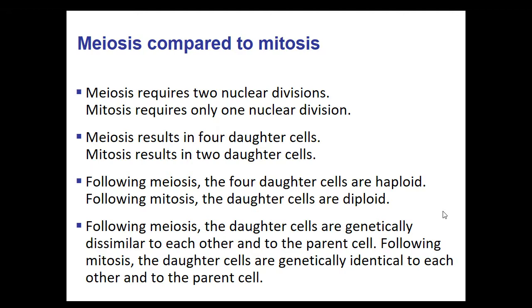Okay, so here's a list of differences between meiosis and mitosis. Meiosis has 2 divisions. Mitosis was just 1. Nuclear division means division of the nucleus and the chromosomes. Meiosis produces 4 daughter cells. Mitosis produces only 2 daughter cells, but in the case of females, there's only 1 daughter cell from meiosis to make eggs. In meiosis, the daughter cells are haploid, but in mitosis, the daughter cells are diploid, just like the parent cells.